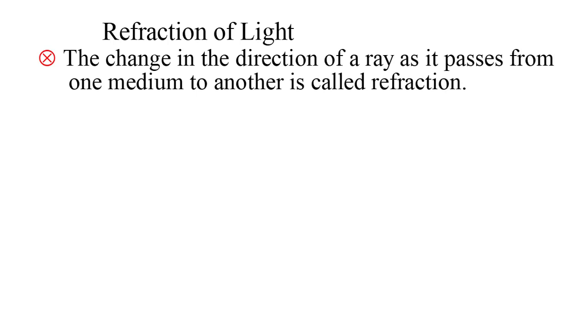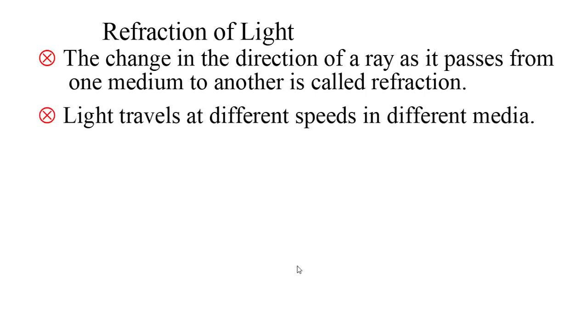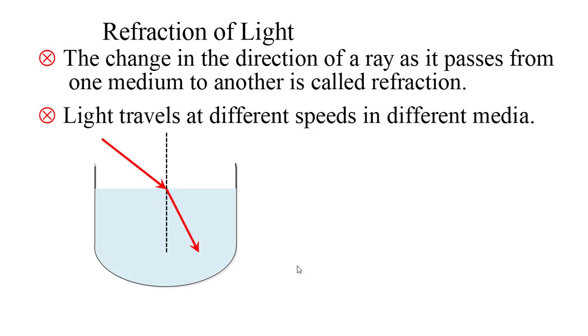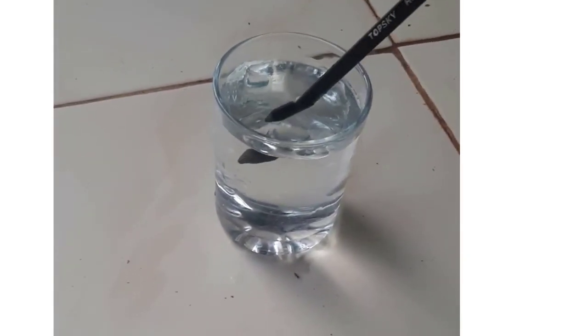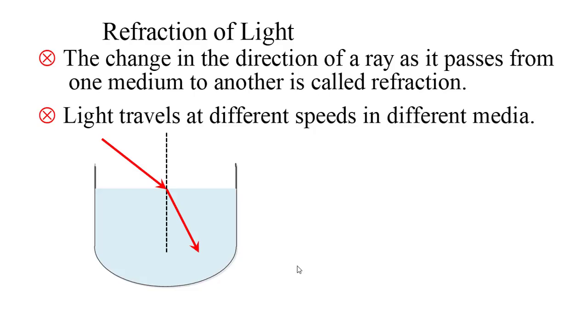Refraction of light. The change in the direction of a ray as it passes from one medium to another is called refraction. Light travels at different speeds in different media, and consequently light is refracted. Assume, for example, this container contains some water, and as a light ray passes through this water coming from the air, it is refracted. For example, if you place some straight object like a pencil in water in a container such as this, it appears as if it was broken. And that is the demonstration of the refraction of light.